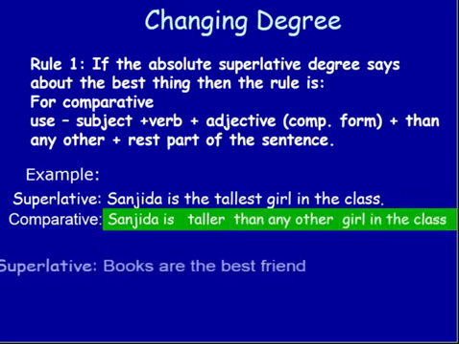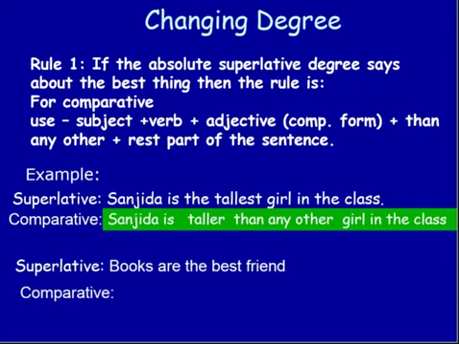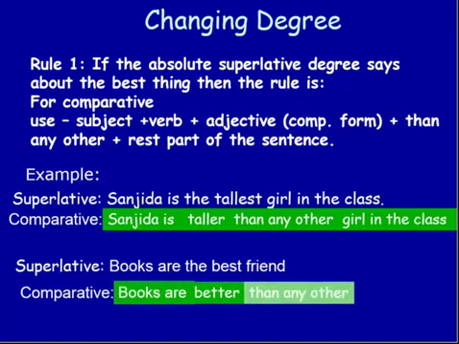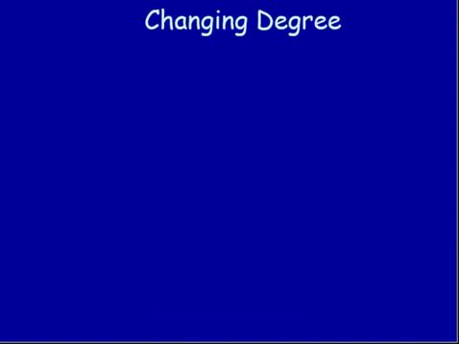Look at another example. Boys are the best friend. Comparative degree: subject plus verb. Then we'll have to use the comparative form of the adjective. After that we'll have to use "than any other". After that we'll have to write the rest part of the sentence without any change. Remember, first we write the subject plus verb, then the comparative form of the adjective, then "than any other", then the rest part of the sentence.